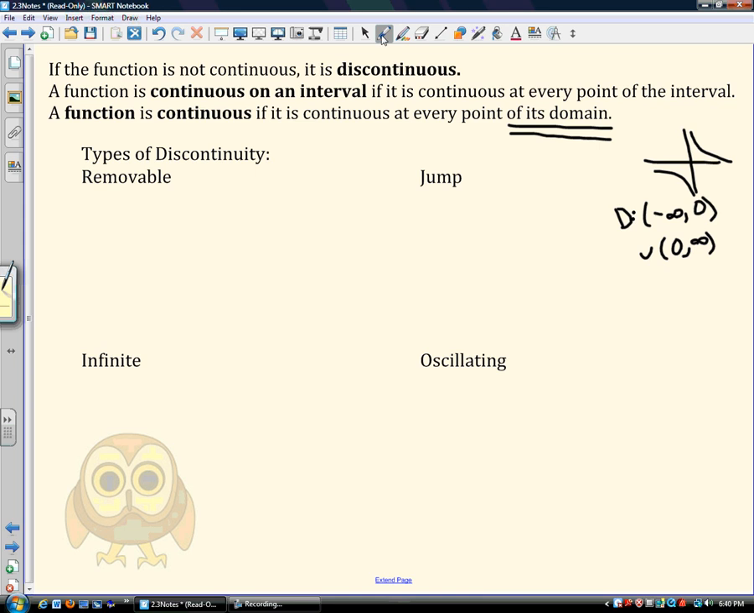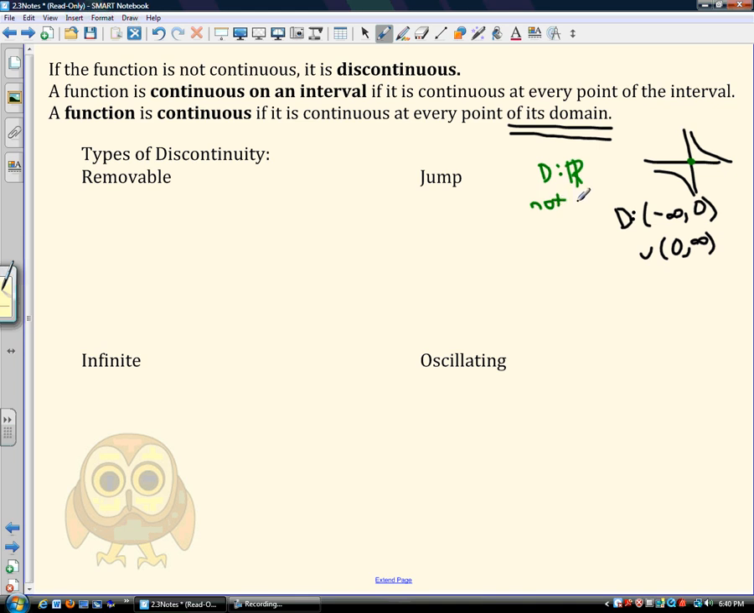If, for some reason, I had a piecewise function, and it was defined to be 1 over x, except at 0, it's defined as 0. Well, now all of a sudden, my domain is all real numbers, and it is not continuous everywhere, because it's not continuous at x equals 0. So this is with my green dot right here. My domain is all real numbers, and this is not continuous.